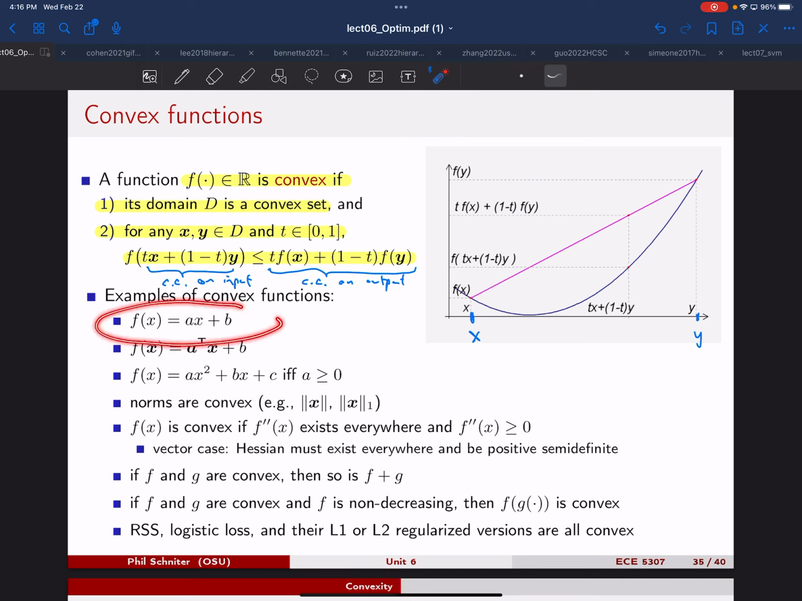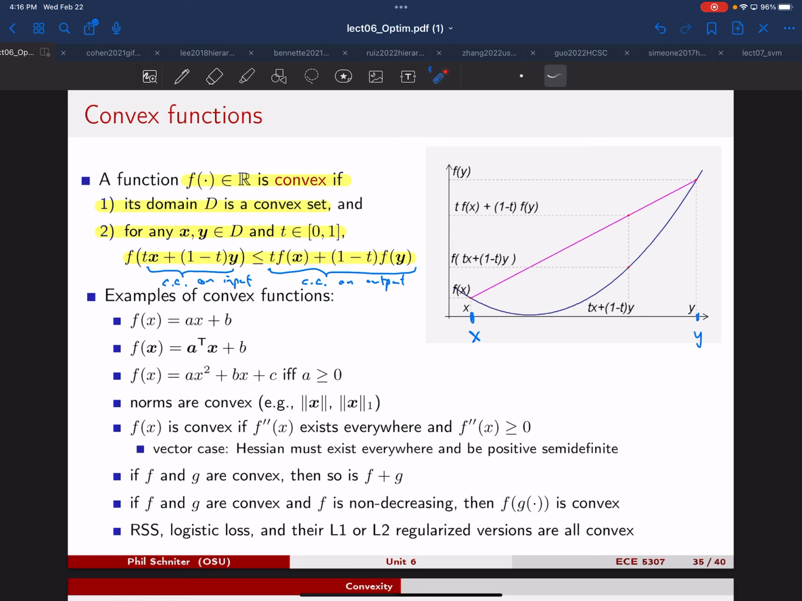Linear functions are convex. This is a scalar input here. Now, if you have a vector input, this is another way. This is how you'd have linearity in a vector input. You have some inner product plus an offset. So that's convex. If we have a quadratic function, this is convex as long as the multiplier on the squared term is non-negative. So in that case, you would have some function like this. If you made that multiplier negative, then it would be like this, and it would actually be concave.